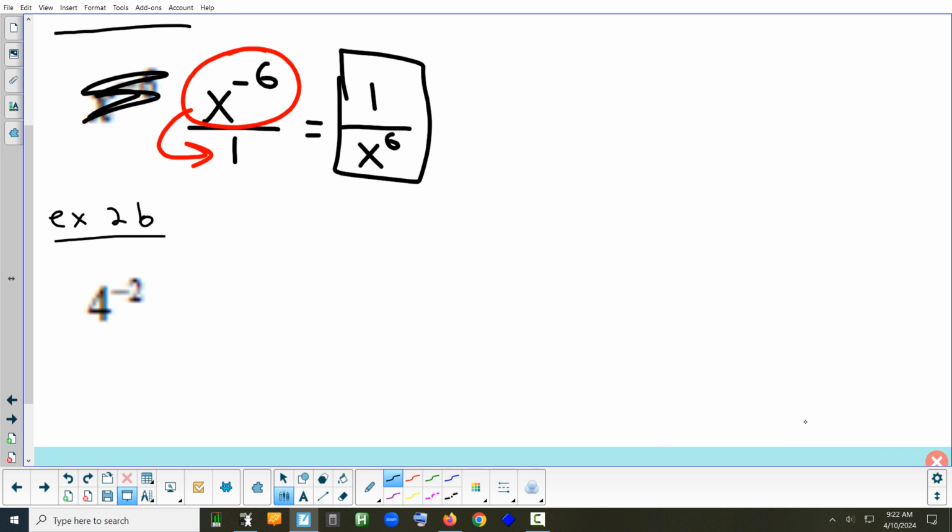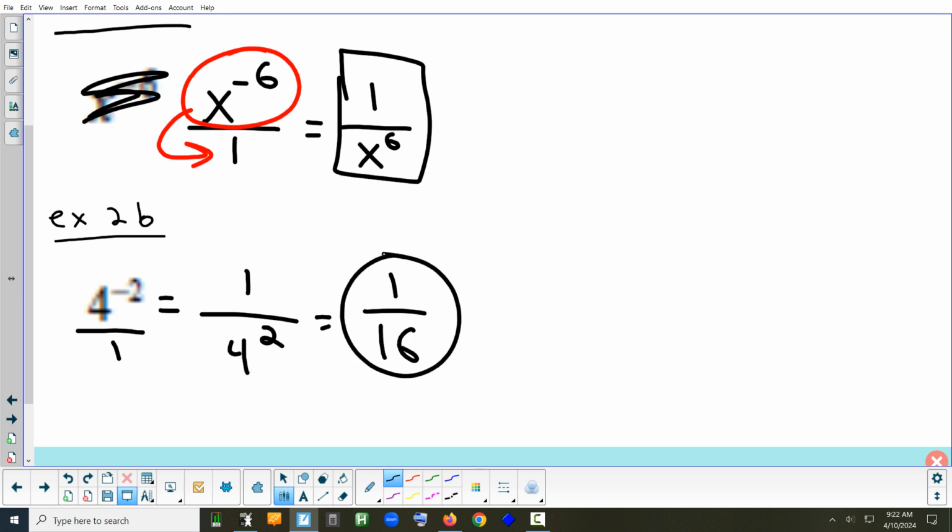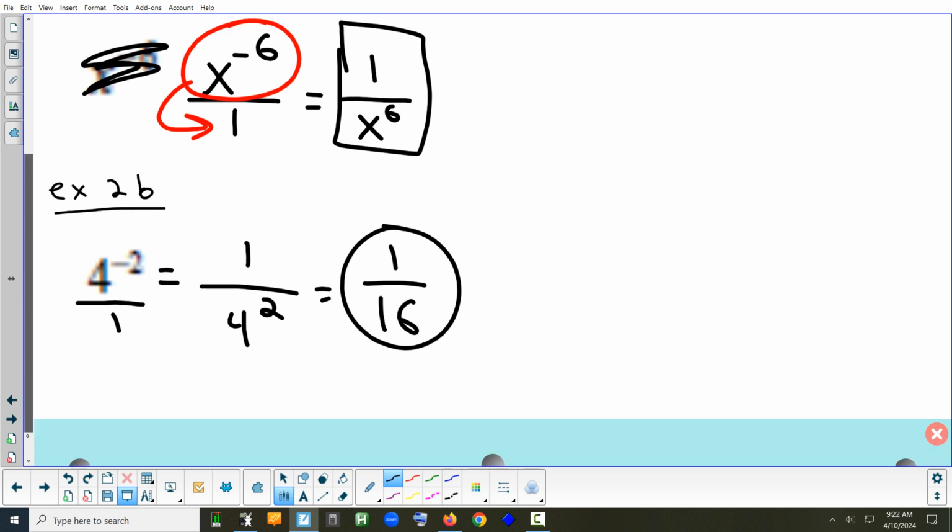Okay, so let's look at this one. Seems like everybody did it right. They realized that the 4 to the negative 2 needed to go to the bottom. So we ended up with 1 in the top, and it became 4 squared. And I said you could leave it like that. But if you went one more step and simplified 4 to the second power, what's 4 times 4? 16. So the answer there is 1 over 16. Okay, any question on that?